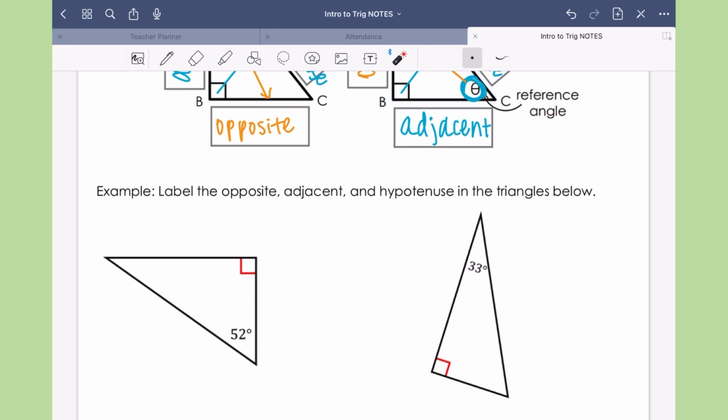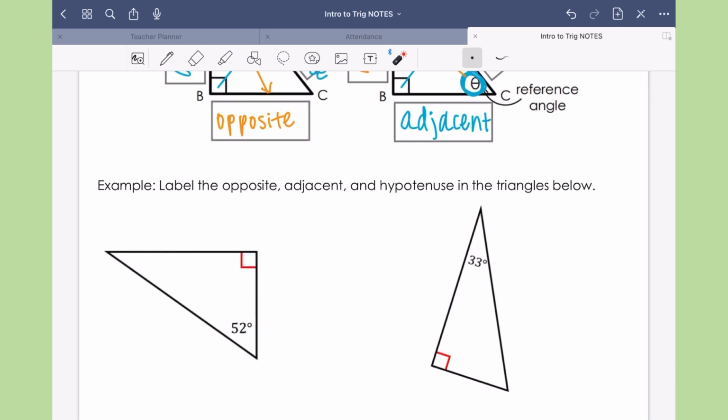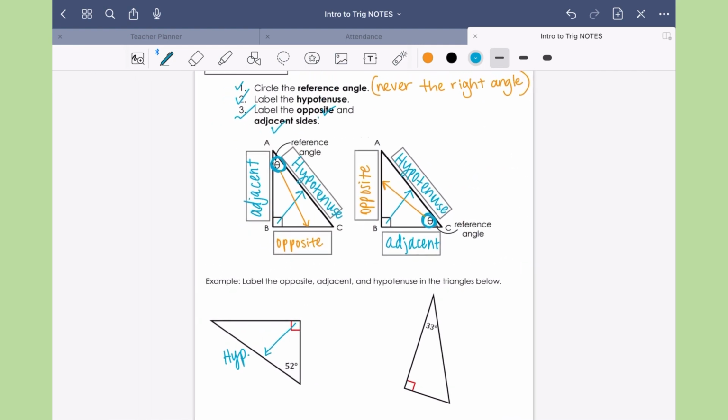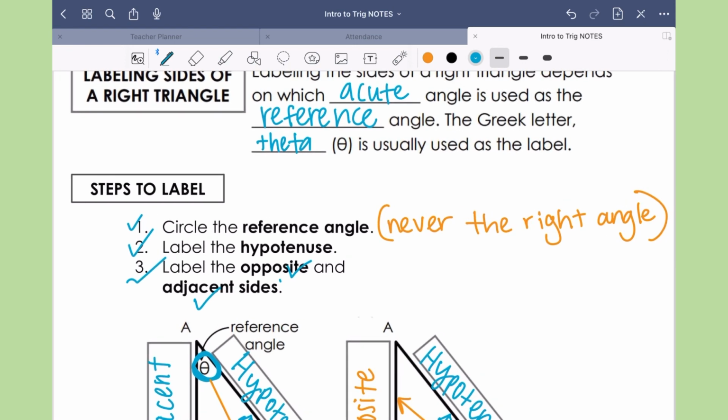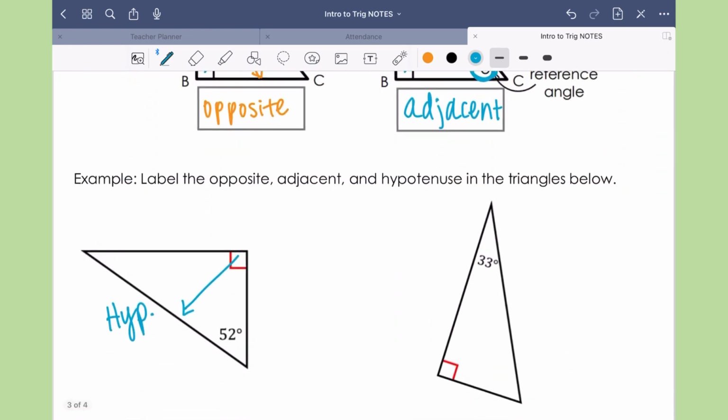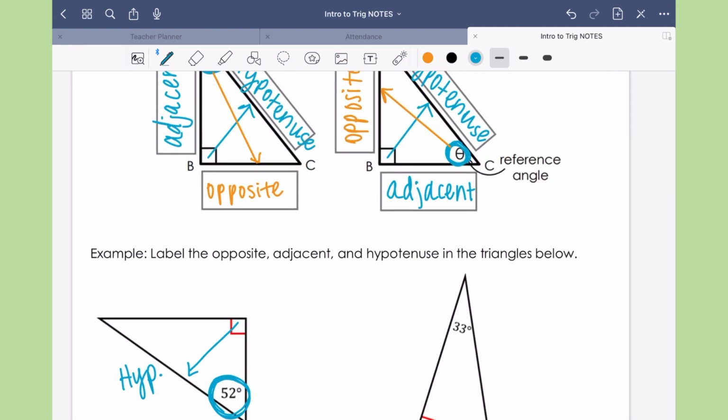All right, let's do this one. Label the opposite, adjacent, and hypotenuse in the triangles below. Okay. So I always start with the easiest one, hypotenuse. Across the 90, hypotenuse. And now I'm going to abbreviate, okay? Oh, sorry, I skipped the first step. Circle the reference angle. Who's my reference angle? 52. 52 degrees is my reference angle. Always circle it. Okay, and then you label your hypotenuse, and now we can go to the next step.